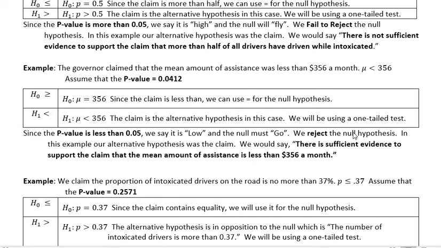We rejected the null hypothesis, but that was not our claim. Our claim was the alternative. We rejected the null, so we support the claim.